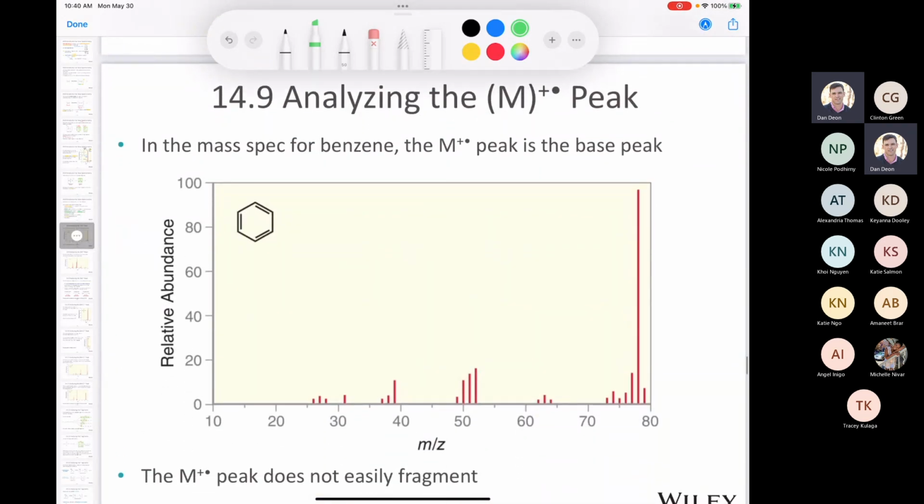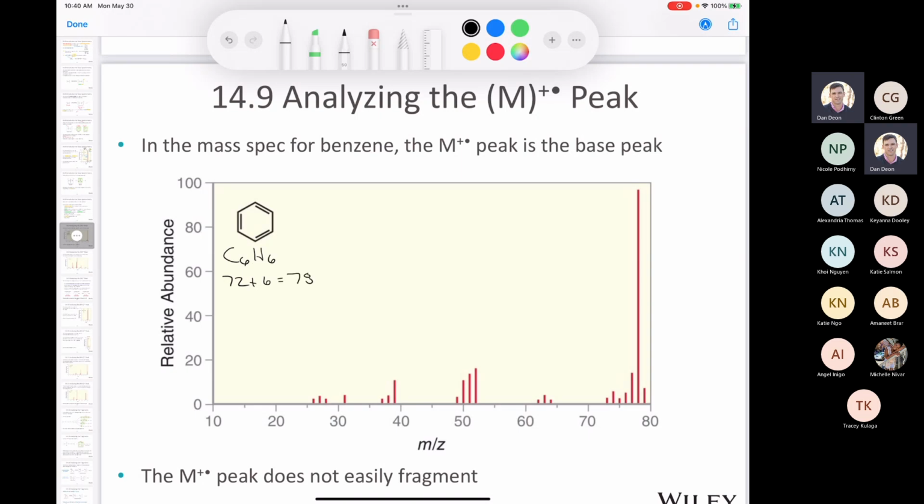Well, let's dig in a little bit deeper. Let's get some more information here. Let's take a look at the mass spec for benzene. What's the mass of benzene? You might need a calculator if you're not as fast at your mental math as you want to be. So let's see. Benzene has a formula of C6H6. So that's 12 times 6, which gives us 72. So 72 plus 6 gives us 78.